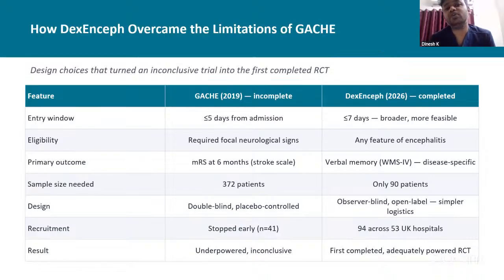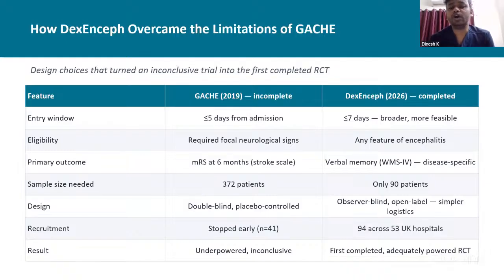In general, their main aim was to recruit what they wanted, so they made some liberalization at various points. If you see the entry window, in the DexEnceph trial the entry window was broader, in terms of less than 7. They included any features of encephalitis, not only a focal neurologic deficit, any features like a seizure or a psychosis were included as entry criteria.